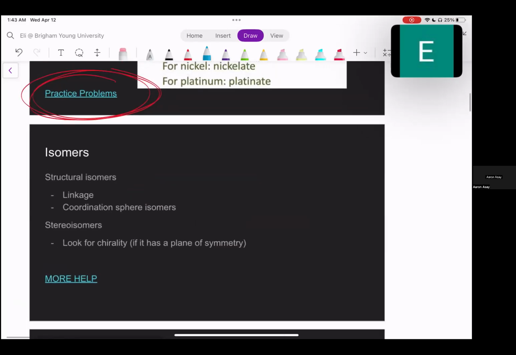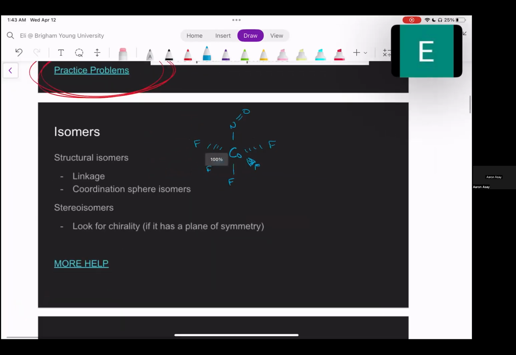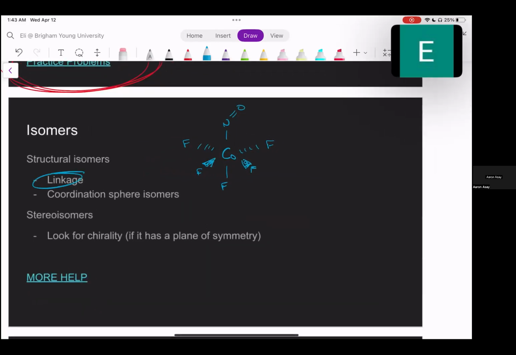So first off, we have linkage. I'll just draw an example for you real fast. So right here we have cobalt and it's going to be attached to nitrogen oxide. So right here, again, we're talking about linkage isomers. So we see this connection to the nitrogen oxide.